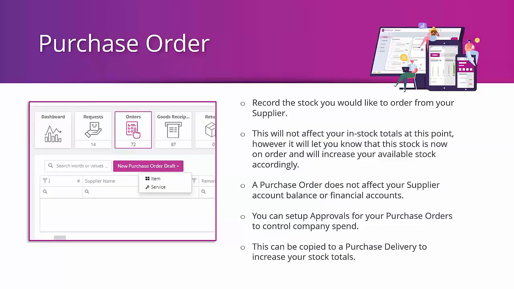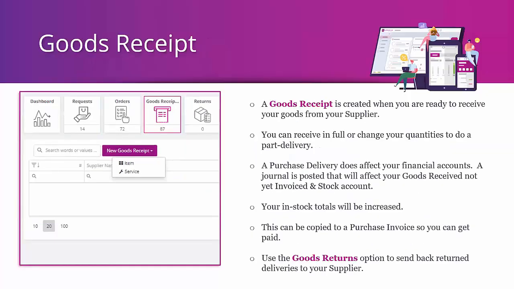And ultimately, a purchase order can be copied to a purchase delivery to increase your stock totals. And that's when it lands effectively on the shelf. And don't forget, in terms of purchase delivery, whether you do that on the platform itself or even using the WMS to scan and receive that into your warehouse, there are lots of different ways, depending on what you're utilizing within the platform, to bring that stock in.